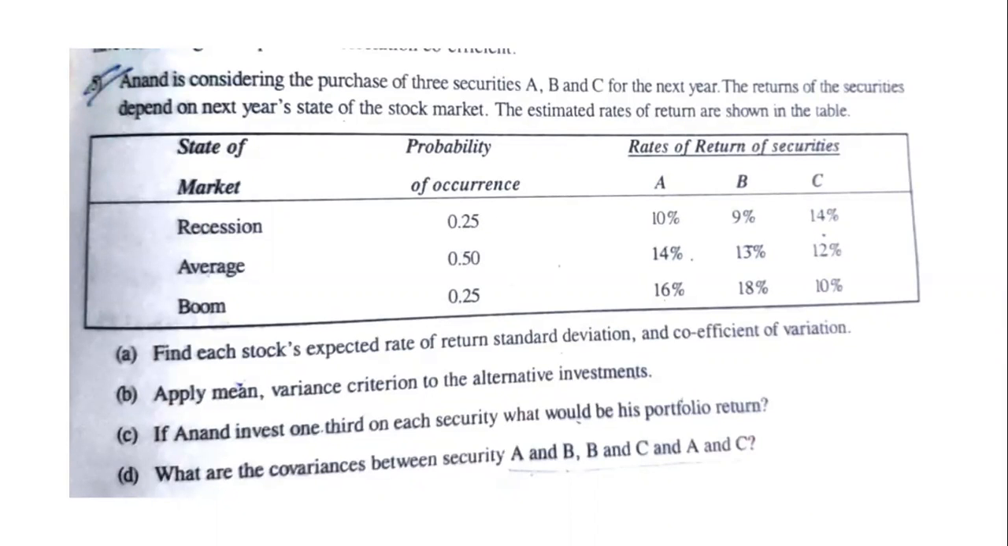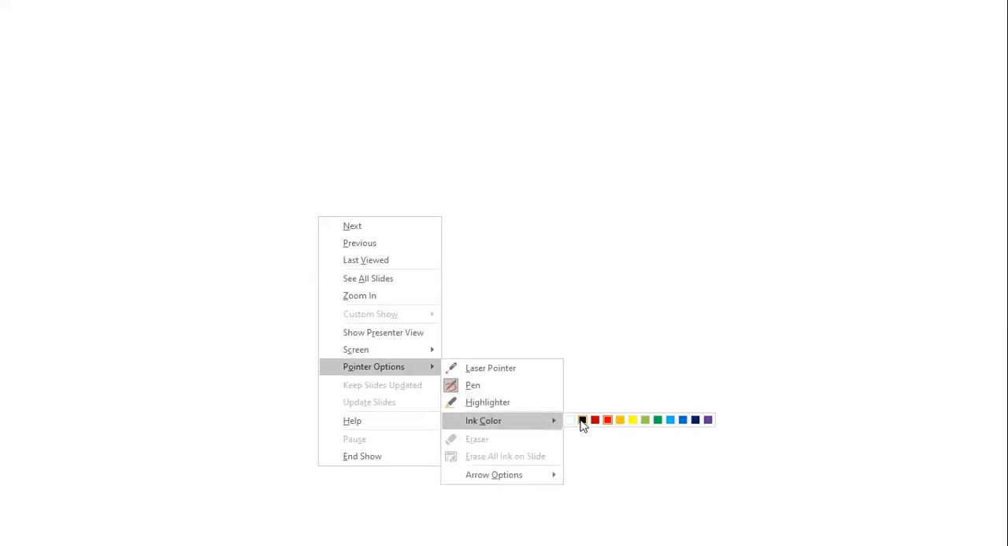So let's solve the questions one by one. So first we will solve question A. Let's solve it. So we are going to calculate first the expected return for that.